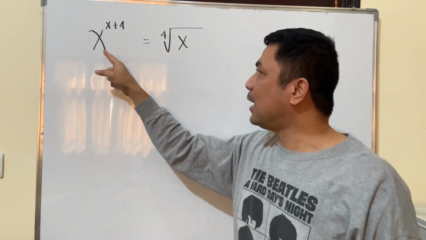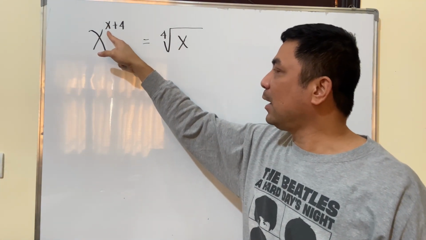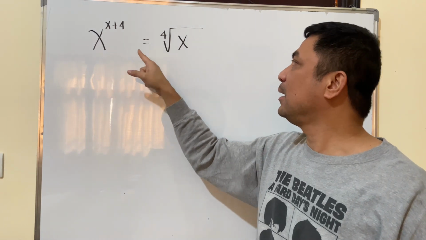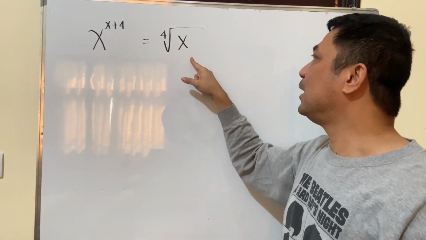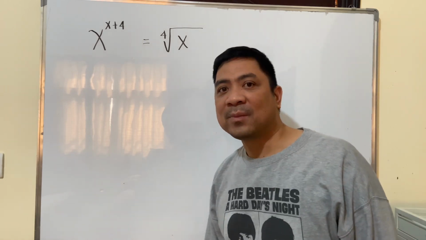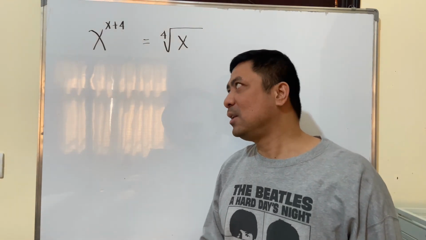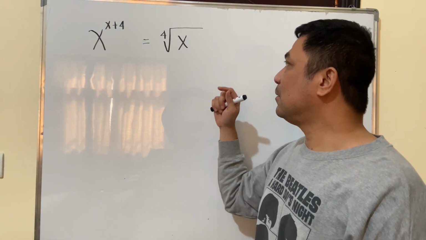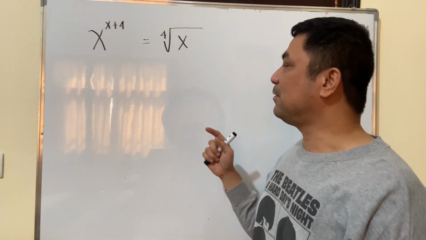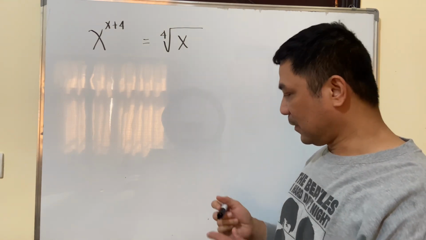If you have 1 raised to any number, it is 1, and also the nth root of 1 is always equal to 1. Anyway, we'll show that in our solution later on. So then, what else are the possible values of x? Let's try to do this one.